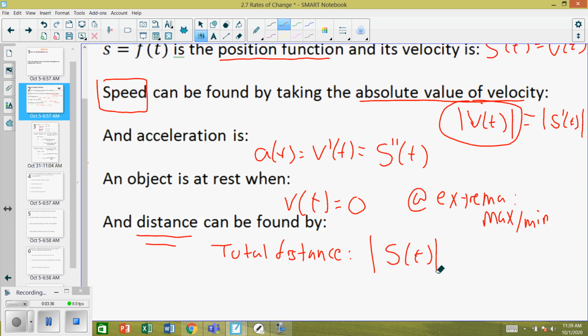If we don't do absolute value, technically what we're finding is not distance but something called displacement. You'll see the difference as we go along in the problem. Displacement is the change in position. It's not the total distance you've traveled, but the difference from where you started to where you ended.